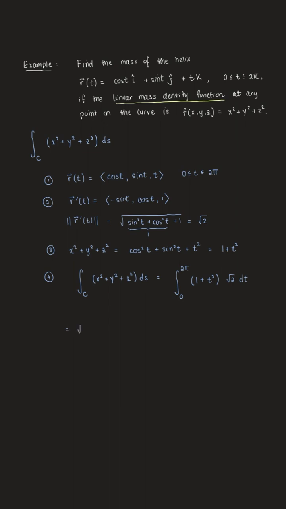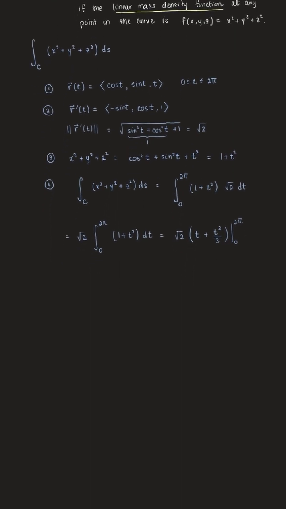So we can factor out the square root of 2, and we have the integral from 0 to 2 pi of 1 plus t squared dt. And this is just a power rule, so we can keep our root 2 on the outside, and then we have t plus t cubed over 3 from 0 to 2 pi. When we put in 2 pi in place of t, we'll get the square root of 2 times 2 pi plus 8 pi cubed over 3. And when we put in 0, we'll just get 0.